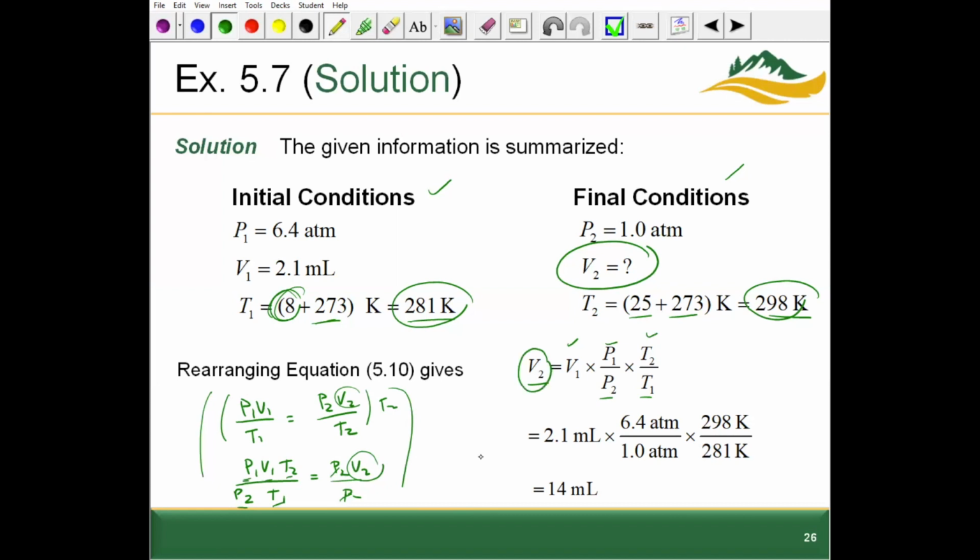Now we plug in all of our values. As long as we want to report the final volume in milliliters, we can just keep volume 1 in milliliters. That was 2.1 mL. P1 is 6.4 atmospheres. P2 is 1.0 atmospheres. So be really careful in plugging in the right values here. T2 is 298 Kelvin, T1 is 281 Kelvin. Doing all this multiplication, canceling out atmospheres and Kelvin, leaving just mL, our final answer is 14 mL.